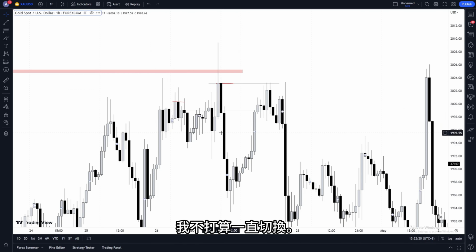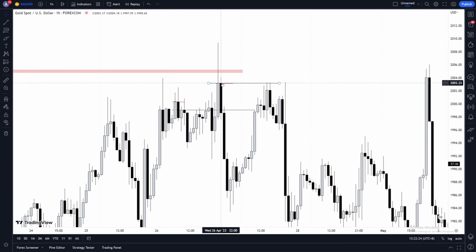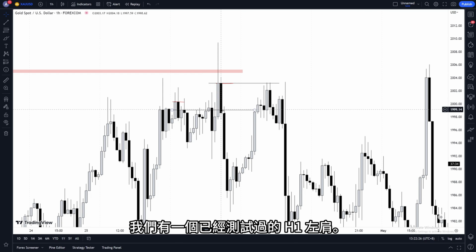Remember that I'm not going to keep switching. Remember the daily fresh we saw earlier, right? Down here somewhere, the daily fresh. It's within that. And here we have a H1 apex. We have a H1 left shoulder already tested.